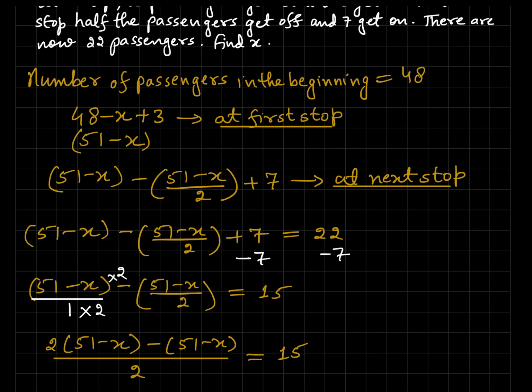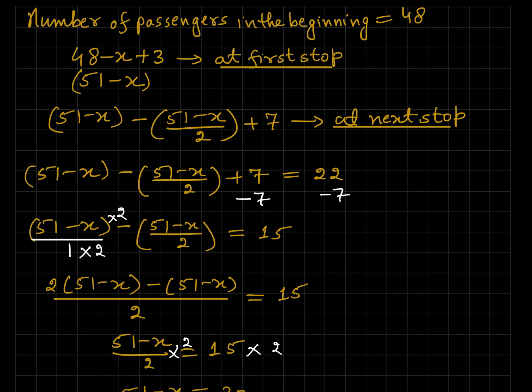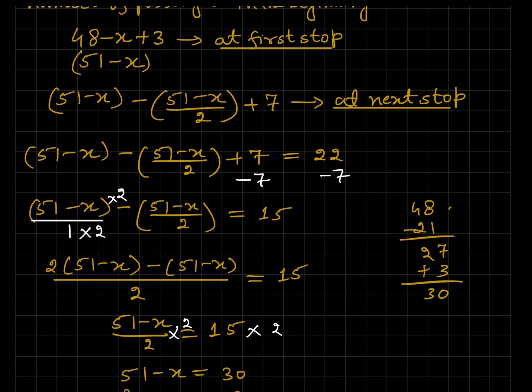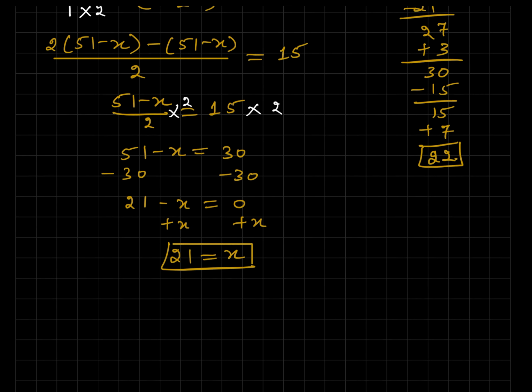And now we can check our answer. See, in the beginning there were 48 passengers, and then 21 got off as per our answer. So 8 minus 1 is 7, 4 minus 2 is 2, so 27 passengers, and 3 passengers get on, so 30 passengers. Now half of 30 passengers got down, so 15, and 7 passengers got on, so 22 passengers were there. So yes, we are getting our answer correct.